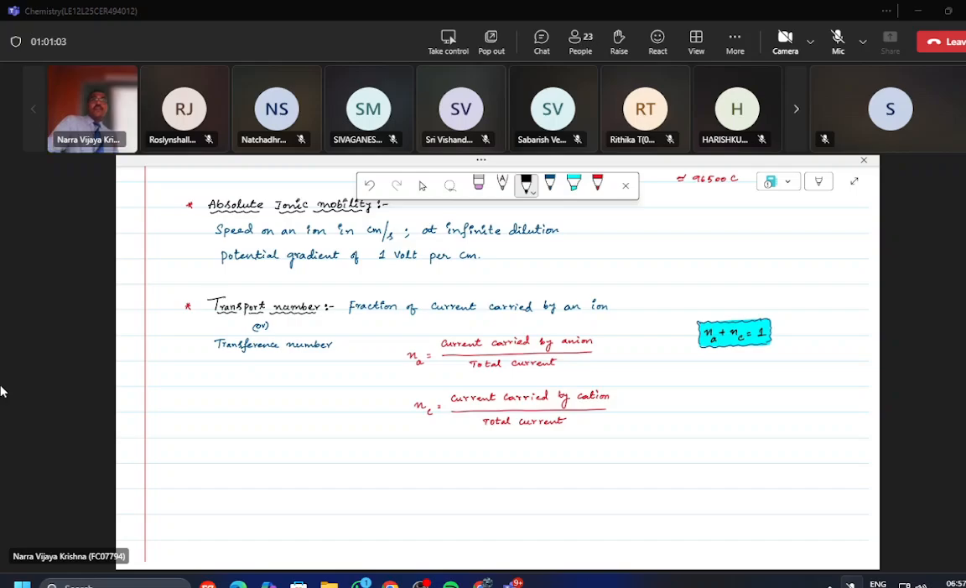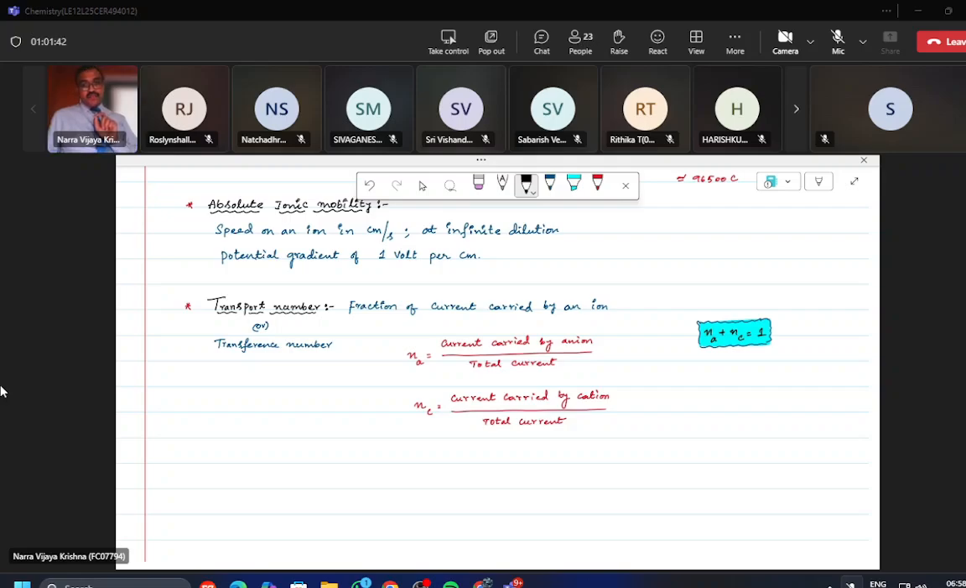Current carried by all anions divided by total current gives what? The total number of anions only, right? That's what I quote. Transport number is nothing but transport number. Obviously. Clear or not? Next.